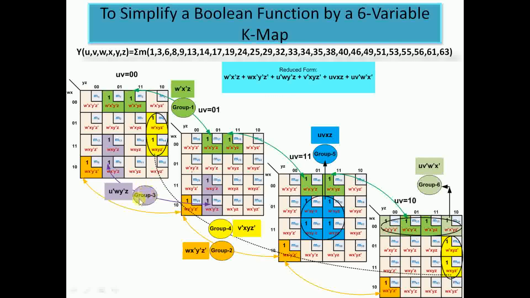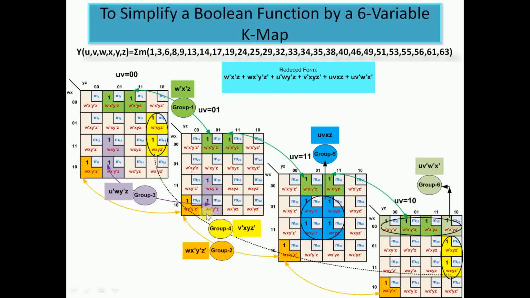Here in group number 3 we have min terms plotted at M13 and M9 and M29 and M25. So as I've already told you, the min terms in the map UV equal to 0, 0 can combine with the min terms in the map UV equal to 0, 1. So these two positions are overlapping positions with these two min terms. So we have a group of 4 min terms from these two maps. So this is group number 3.